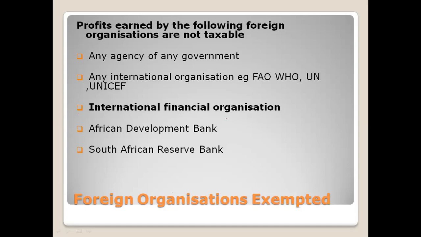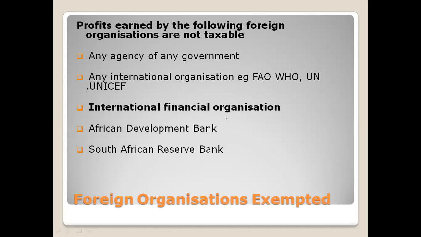All right, I think let's finish up. The last section that we want to cover today is profits earned by the following foreign organizations, which are not taxable. So we are saying we've got foreign organizations that are in Zimbabwe. They cannot be taxed when they receive income. Why? Because of various reasons. They're not for profit. They are there to assist the society.